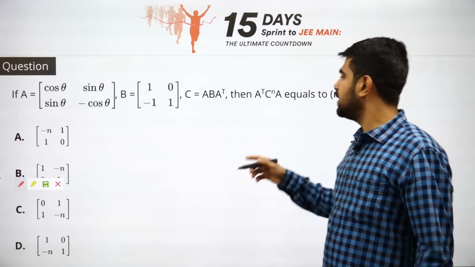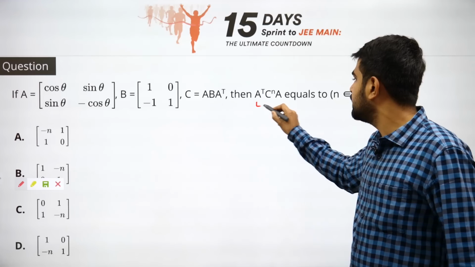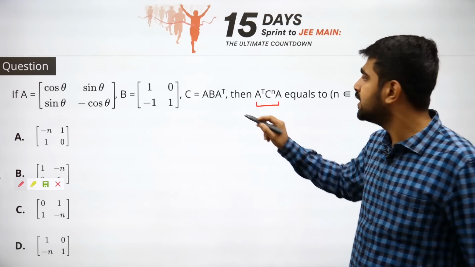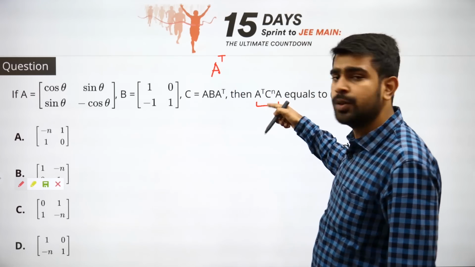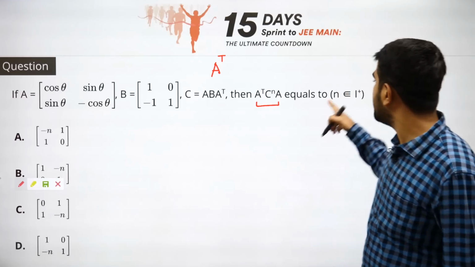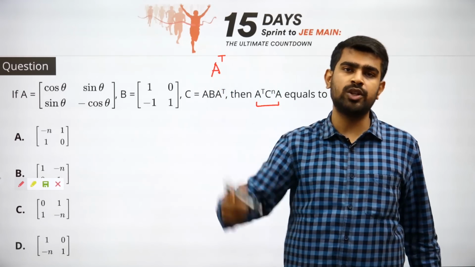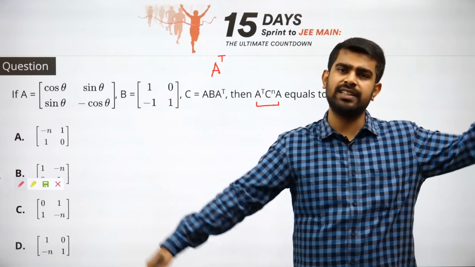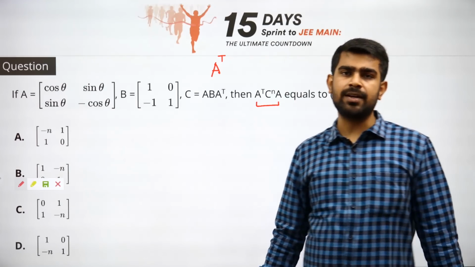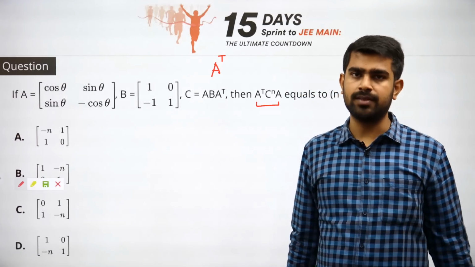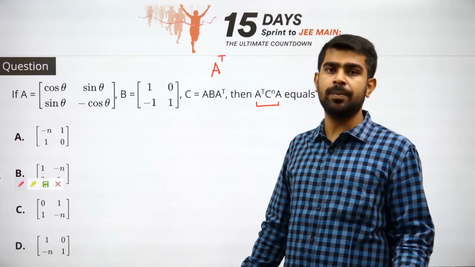Okay. So let me write down what this means, guys. How will it look like? It will be A transpose into C to the power n, right? C to the power n means what? n belongs to positive integers. So it should be 1, 2, 3, 4. It can be anything because n is a positive integer. That means it is going to be a natural number.